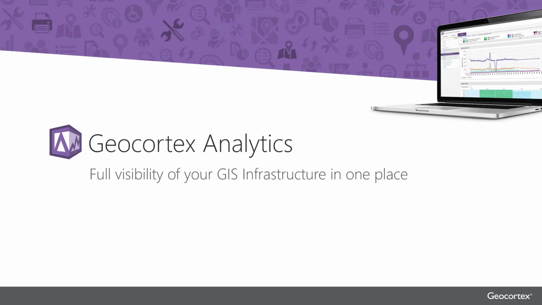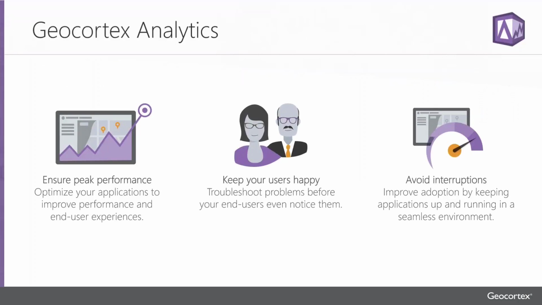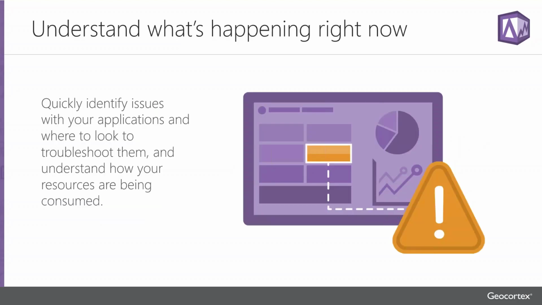So analytics, there's three categories really of the benefits. Number one is ensuring peak performance. Number two, keeping your users happy. And number three is avoiding interruptions. So one of the ways that it does all this is by helping me understand what's happening right now. Are my services responding in a decent amount of time? How many people are currently signed into my app? How many credits do I have left in my ArcGIS Online? Analytics has all this information available for me, pretty much whatever I could need as a GIS administrator, and it's easy to find what I'm looking for.